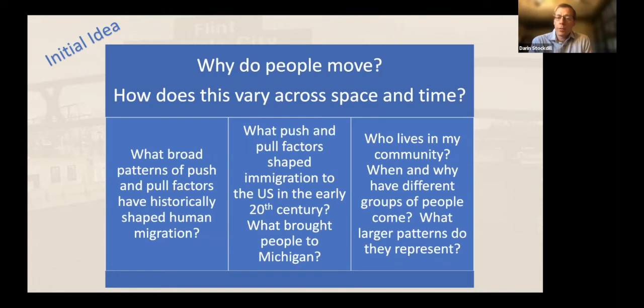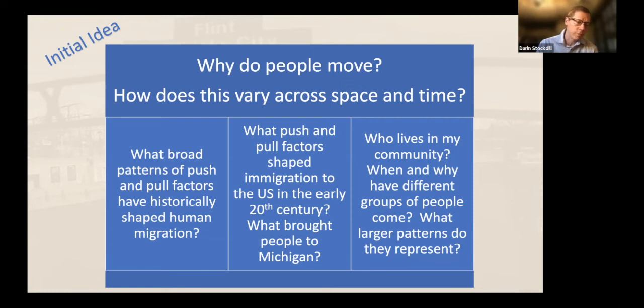When and why have different groups of people come, and what larger patterns do they represent? So you could get into family history or community history and expand out and connect it to these larger narratives. Depending on the course and whether or not this fits, you could do this in 6th grade with human geography, in 8th grade, or probably high school US history. And then talk about what kind of pattern our community represents in terms of push and pull factors, in terms of why people came here and where they were coming from.